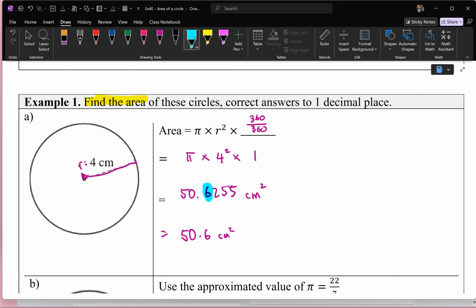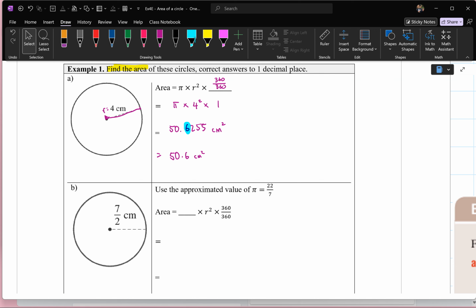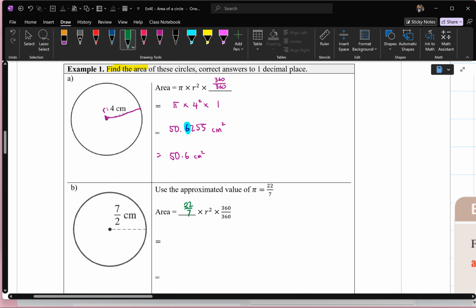Yeah? Let's do another one. Let's try this one. This question says, use the approximated value of pi, which equals 22 over 7. Do I use the pi symbol or the approximate value for this question here? Part B, do I use the pi symbol or do I use the approximate value? And what's the approximate value here? Very good. Don't use 3.14. So you listen to the question. If it says to use 3.14, use 3.14. In this case, we are using 22 on 7.